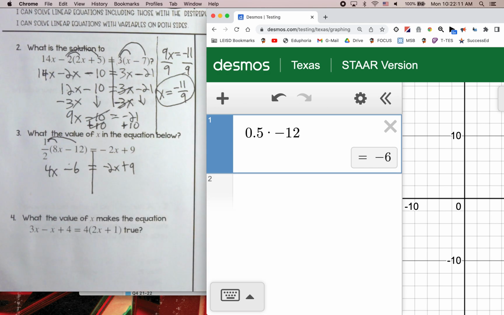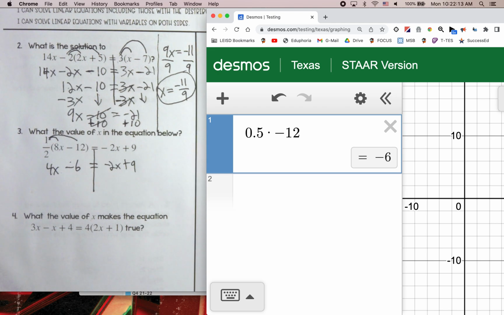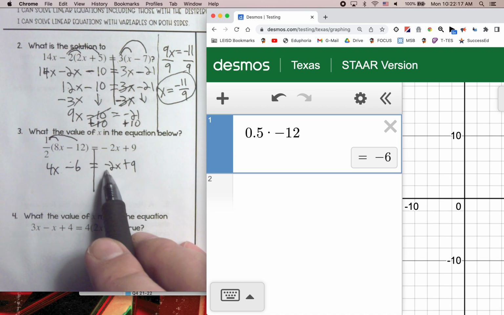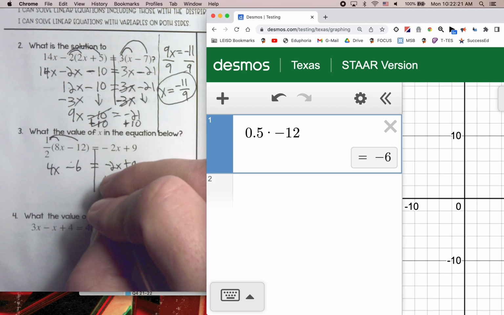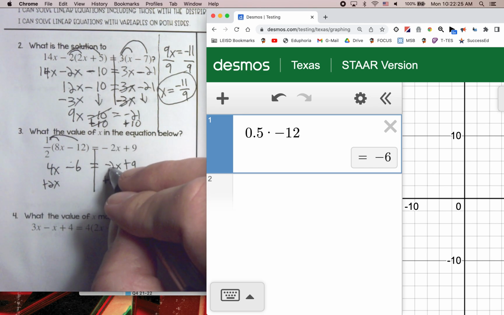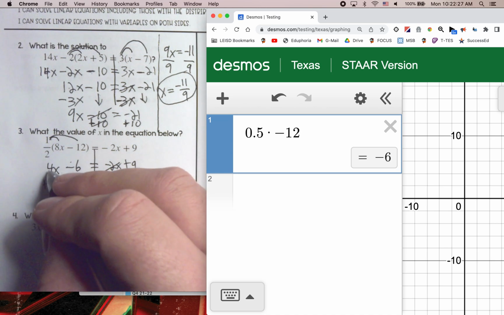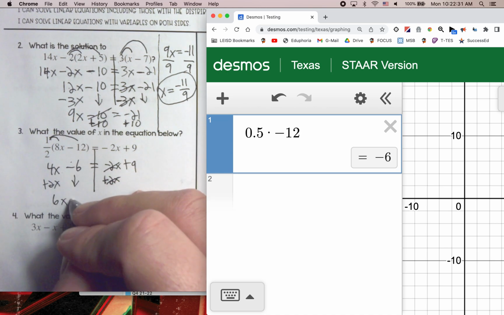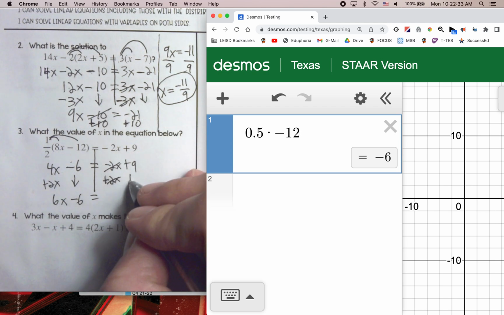I can't do that. So now I'm going to collect variables to one side. Well, I have 4x here. I have negative 2x here. I'm going to move the smaller one. In this case, it's the negative 2x. So I'm going to add 2x to both sides. Negative 2 plus 2 is 0. 4x plus 2x is 6x. I still have that minus 6. I'm going to bring it down. I still have that positive 9, so I'm going to bring that down.